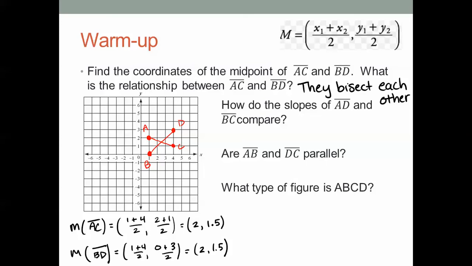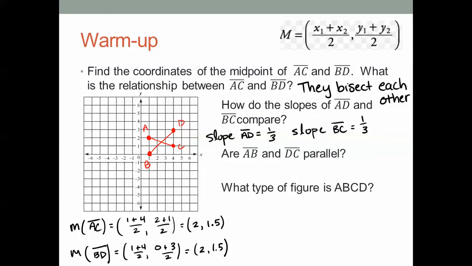Next question, how did the slopes of segment AD and BC compare? So if I look, and if I were to draw a segment between points A and D, and then between points B and C, I can just count the slope. To get from point A to point D is up 1, right 3. To get from point B to point C is the same, up 1, right 3.